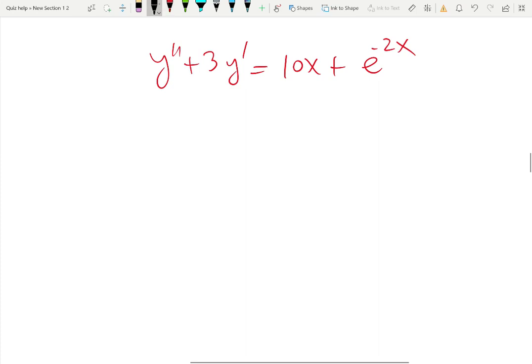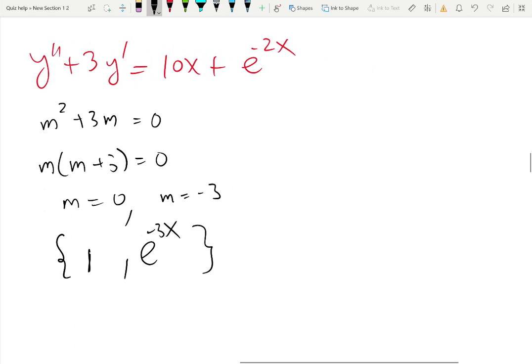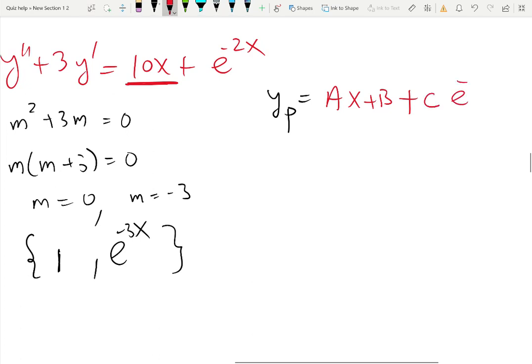Okay, so here the auxiliary equation is m squared plus 3m equal to 0. If you take out m, m times m plus 3, so the roots are m equals 0 and m equals negative 3. So the fundamental set of solutions will be e to the 0x and e to the negative 3x. e to the 0x is 1, so 1 here. Okay, so that's done. Now the initial guess for yp: we have 10x, a linear function, so ax plus b, and plus e to the negative 2x is a constant times e to the negative 2x.